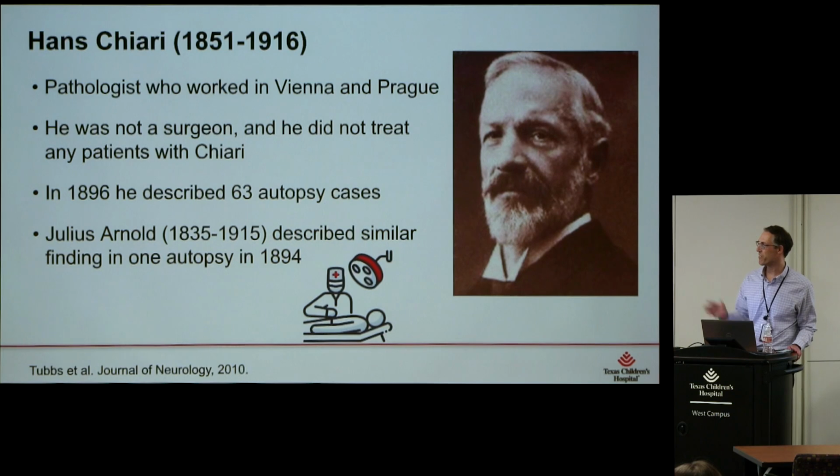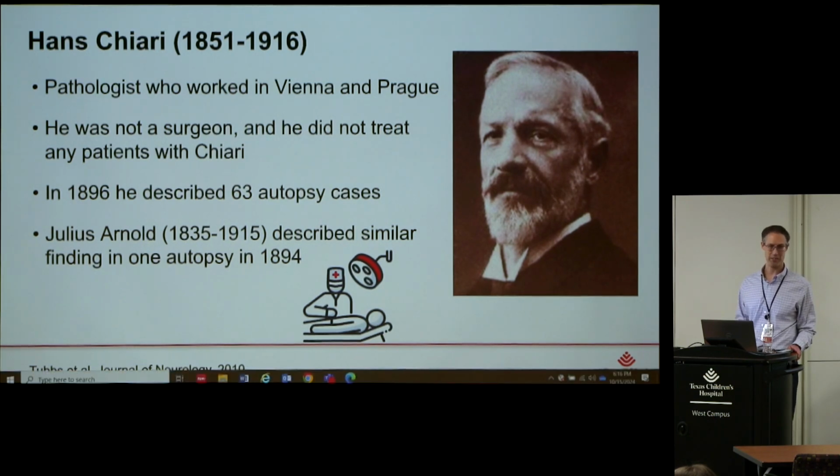So this guy is Dr. Hans Chiari. So this is who Chiari is named after. He was a pathologist working in Vienna and Prague, and not a surgeon. He didn't treat any patients with Chiari, but he described Chiari, and this is through some autopsy cases, and so patients who died with Chiari. And there's another doctor, Dr. Julius Arnold, who helped to describe a similar patient. So sometimes you'll hear Arnold Chiari, but usually when I'm talking with colleagues, we'll just talk about Chiari malformation.